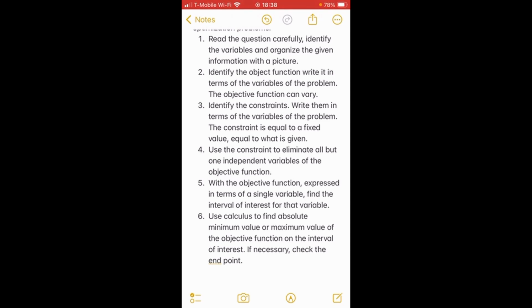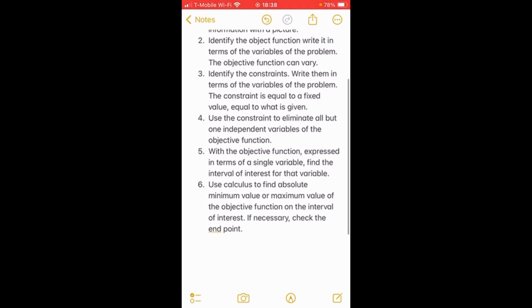The constraint is equal to a fixed value, equal to what is given. Now use the constraint to eliminate all but one independent variable of the objective function. With the objective function expressed in terms of a single variable, find the interval of interest for that variable. Use calculus to find the absolute minimum or maximum value of the objective function on the interval of interest. If necessary, check the endpoints.